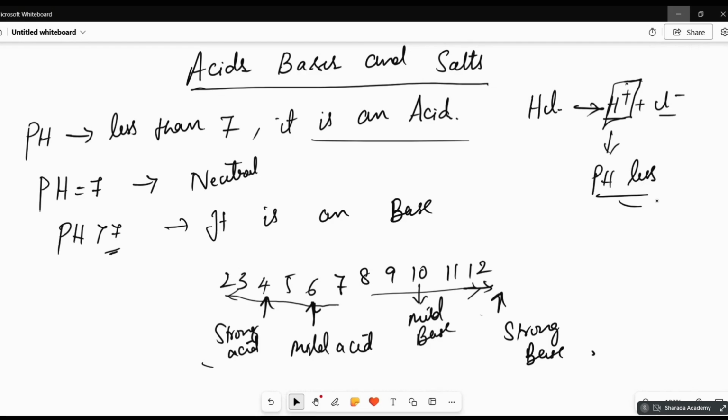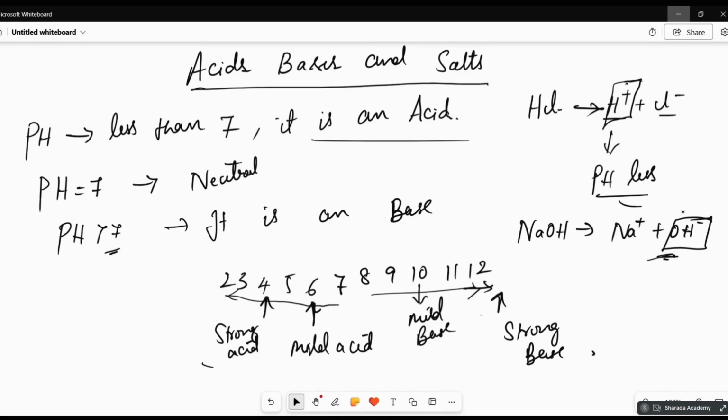What about bases? How can you say something is a base? It produces OH minus ions. For example, NaOH gives Na plus and OH minus ions. Depending on how many OH ions are produced, we say how basic it is in nature.